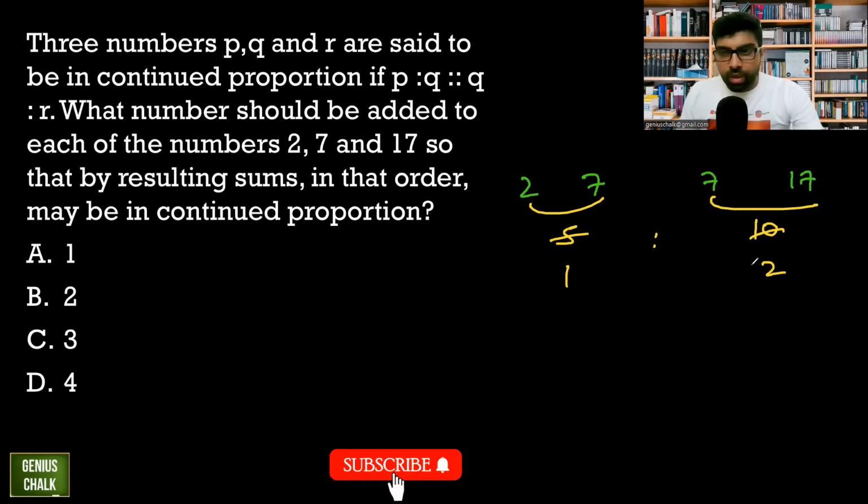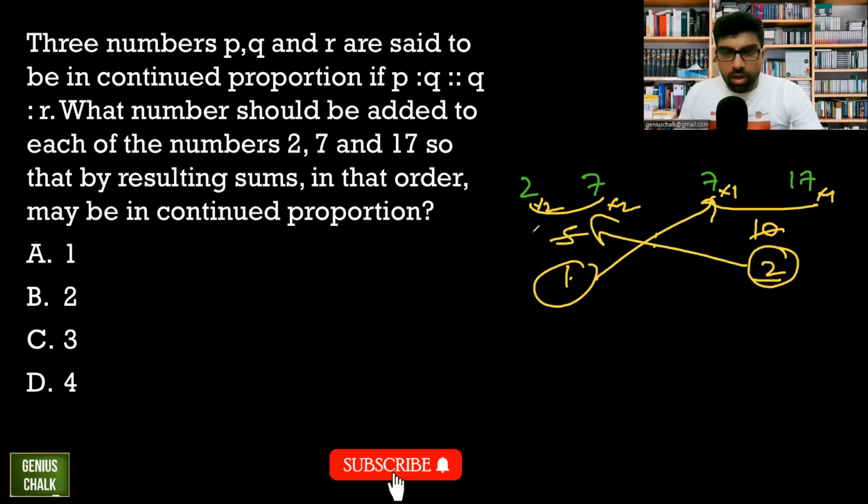So what you do? Multiply both these numbers by 2, right? And then multiply both these by 1, because the ratio is to be crossed. So what are we getting? We are getting 4 and we are getting 14. Then we are getting 7 and we are getting 17. Now it is your choice. You can take either the numerators, right? Or you can take the denominators, right?